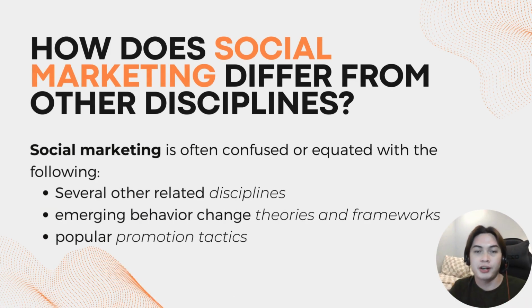So here's the question. How does social marketing differ from other disciplines? Social marketing is often confused or equated with the following. Number 1 would be several other related disciplines such as nonprofit marketing, public sector marketing, and education. Second would be the emerging behavior change theories and frameworks such as behavioral economics, nudge, social change, community based social marketing or CBSM, and community based prevention marketing. The third one would be the popular promotion tactics, which include social media, advertising, and cost promotion.